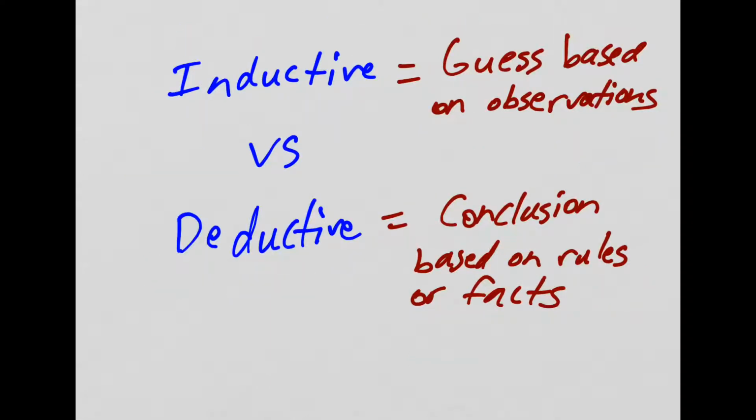We next distinguished between inductive and deductive reasoning. Inductive reasoning is a guess based on observations, where deductive reasoning involves forming a conclusion based on rules or facts, sometimes a series of them, and putting them all together.